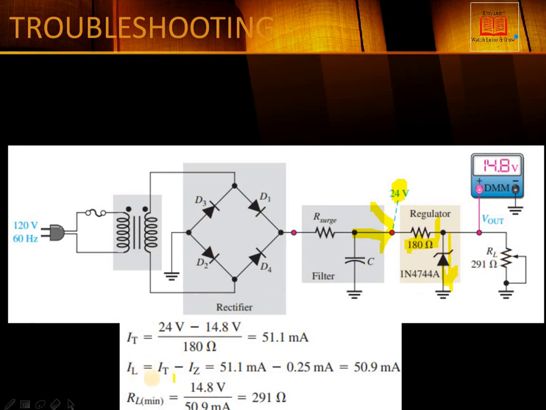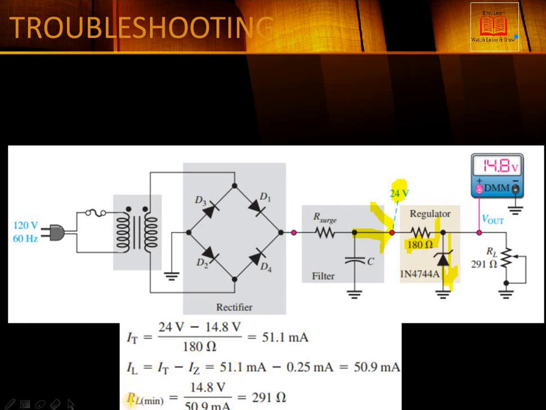If we want to calculate the I load, definitely I Zener goes to the other side and is subtracted: IT minus IZ. We discussed all of this in the previous episode. So 51.1 milliampere minus 0.25, which is available on our data sheet as well, equals 50.9 milliampere. So this is the way we can calculate the IL.